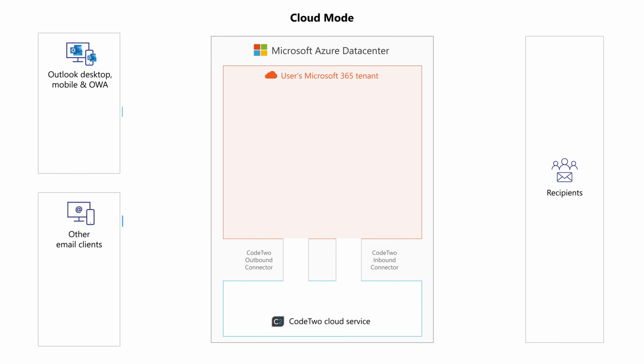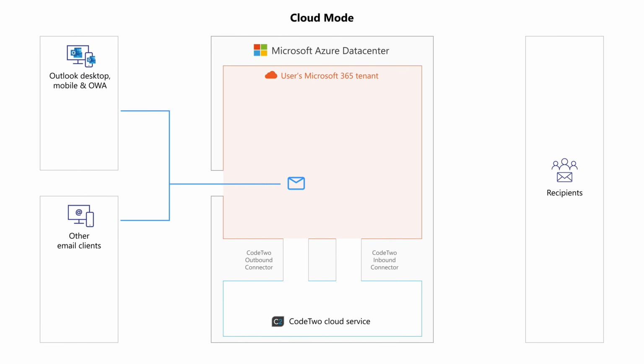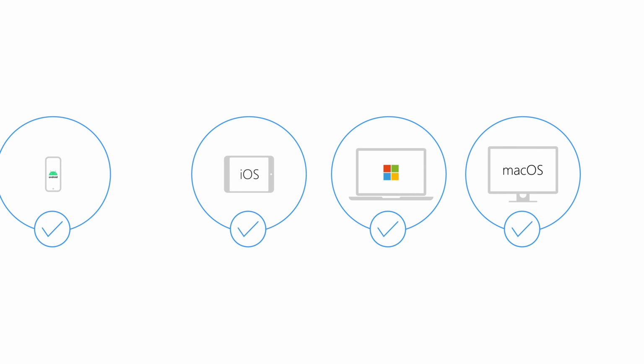In the Cloud mode, when you send an email, it goes to your Microsoft 365 tenant, then to our email signature service that sits in the Azure region you selected previously. This is where the CodeTwo signature is added, and then your message goes to the final recipient. This mode works with all email apps and devices.